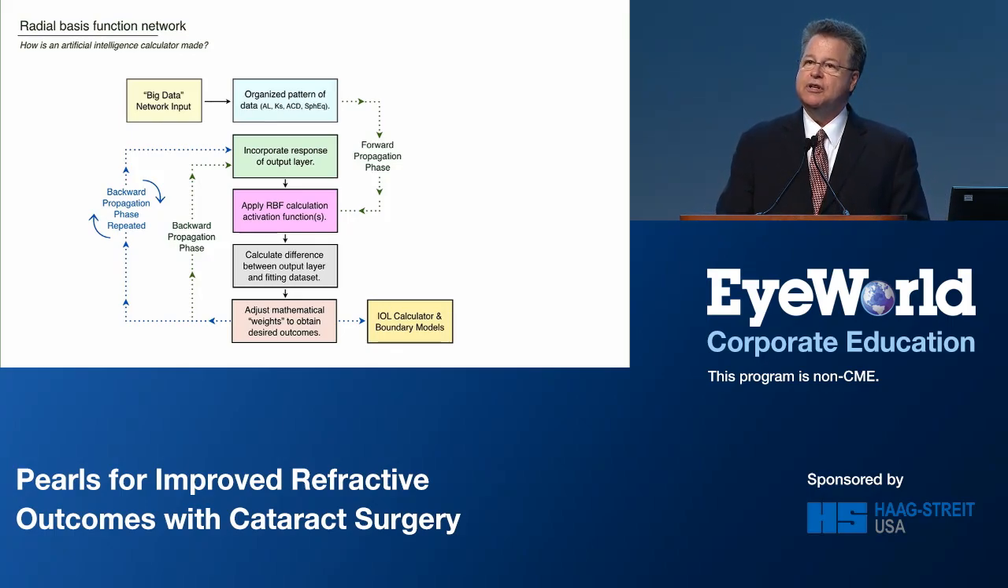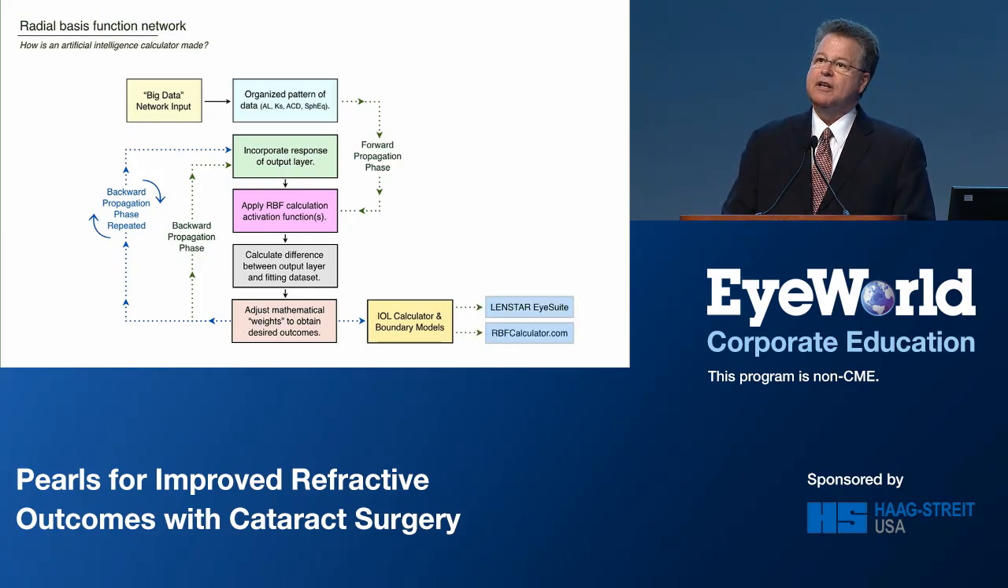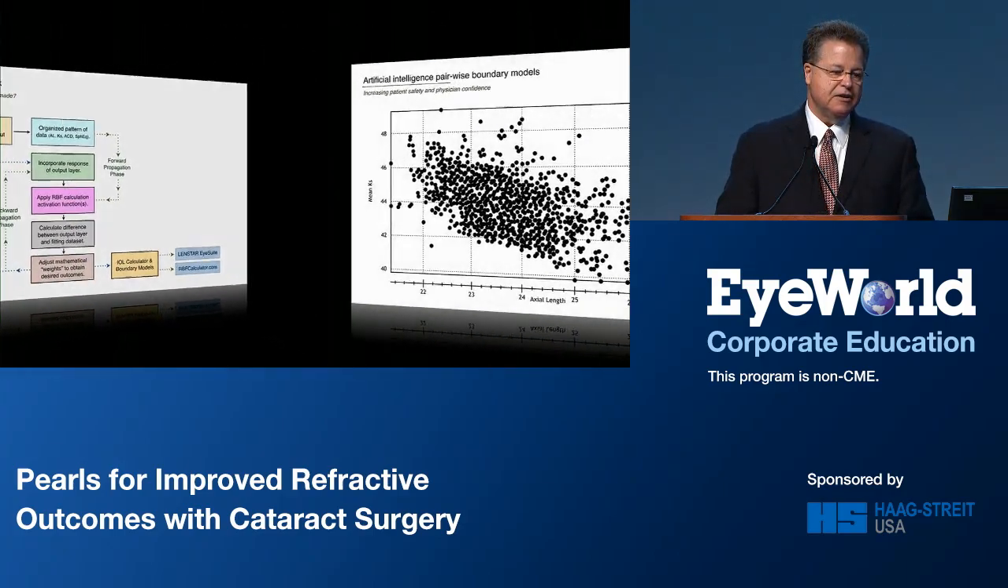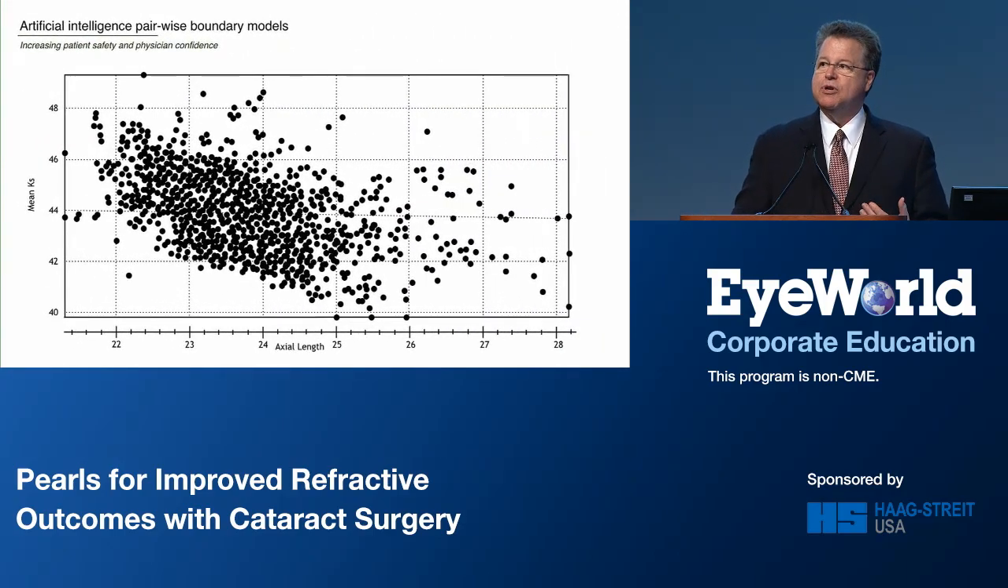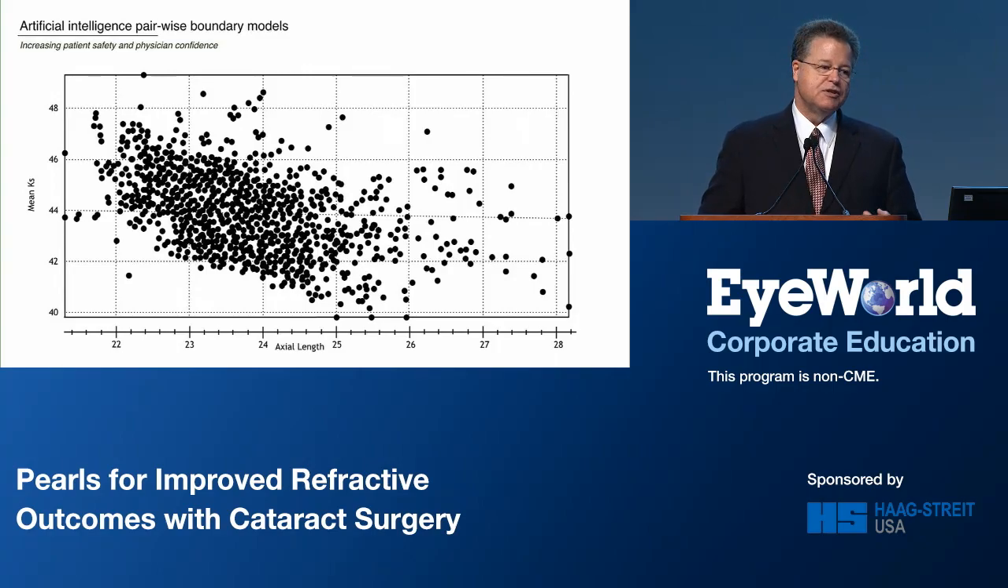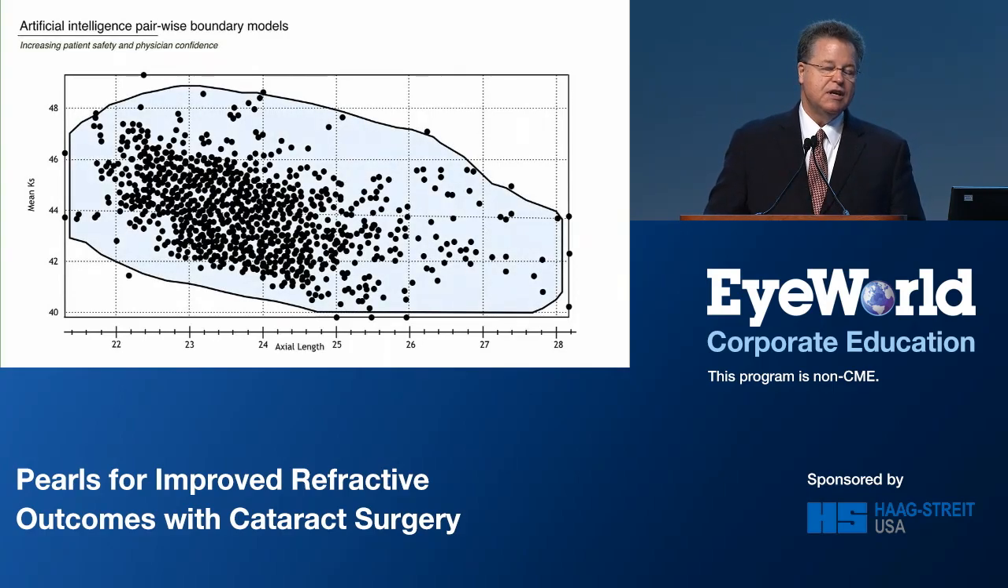Those of you who've used the RBF method know that you get inbounds and out-of-bounds calculations, and I'll share with you what that means. From that, we have software that we put in the Lenstar iSuite software, and also on the internet. So this is what it means when you have an inbounds or out-of-bounds calculation. This is the relationship between central corneal power and axial length, a very familiar graph for those of you who do this. And we can mathematically draw boundaries outside of which we can't support the calculation at a 90% level.